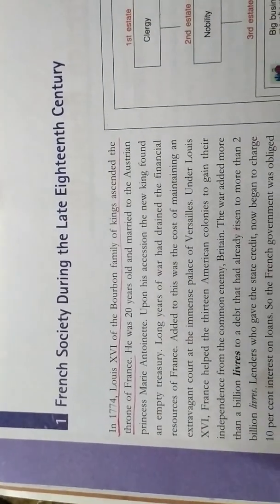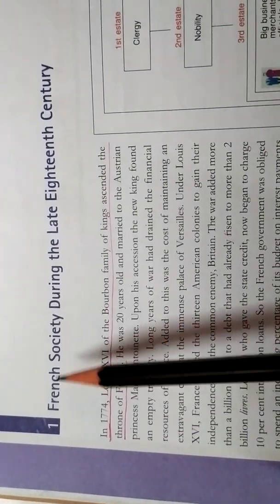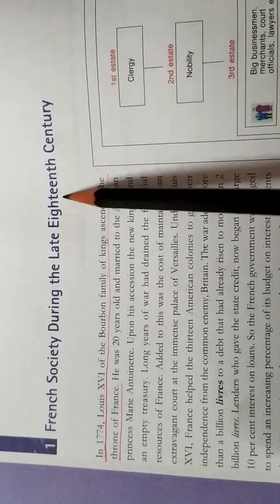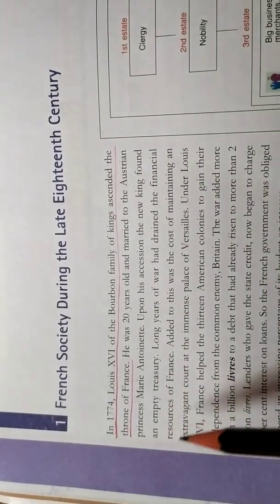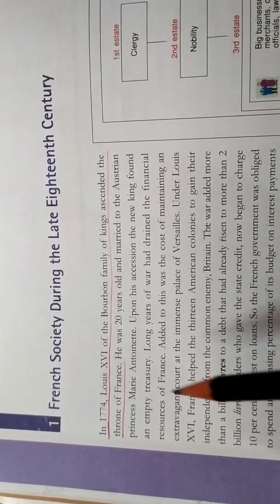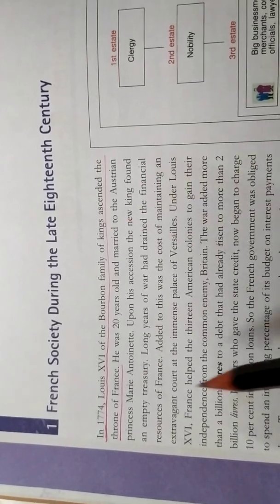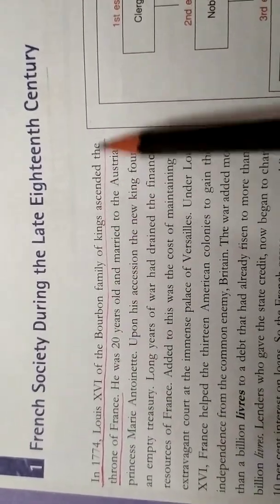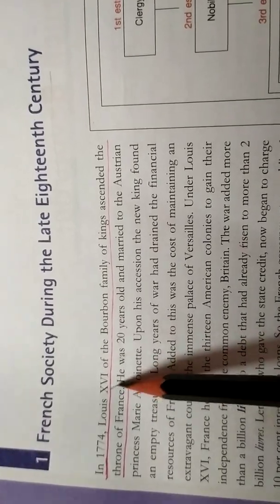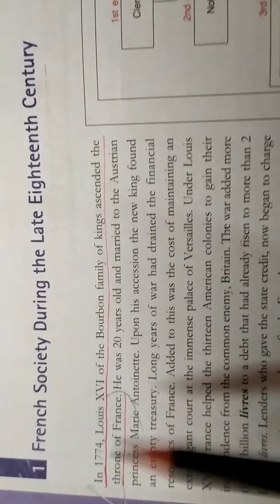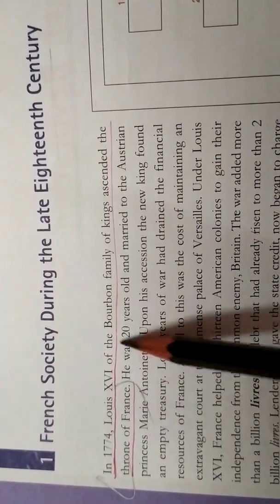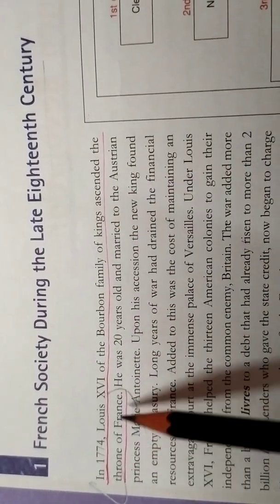So the first topic of this chapter is French society during the late 18th century. Now we will discuss the different social structures during the late 18th century. In 1774, Louis XVI of the Bourbon family of kings ascended the throne of France. This is very important, do remember it.